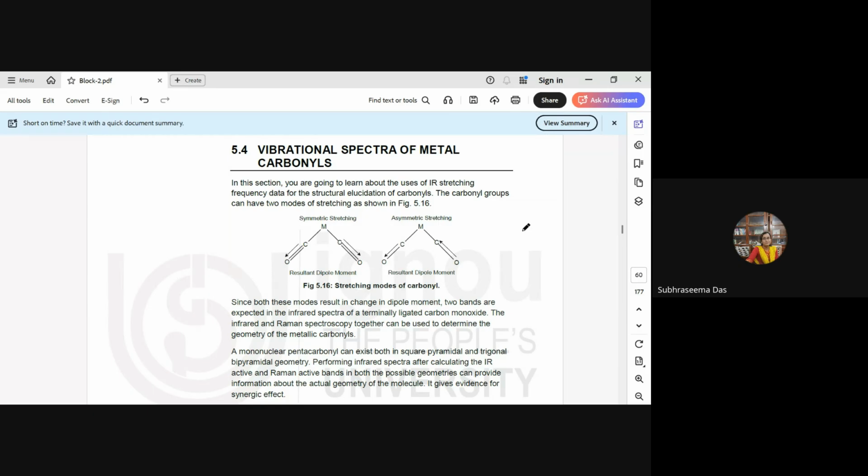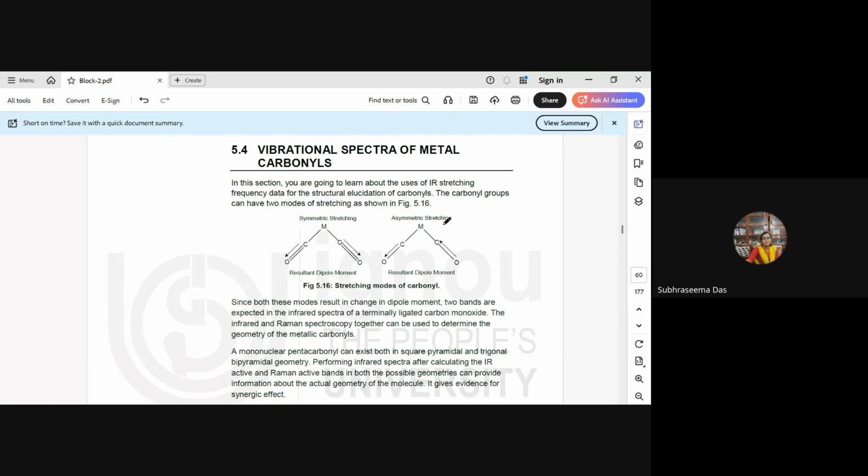Particularly since we are talking about metal carbonyls, and particularly metals, they are a special group which shows specific absorbance value or the transmittance value in the FTIR data. So first we will look into the types of stretching for a particular carbonyl.